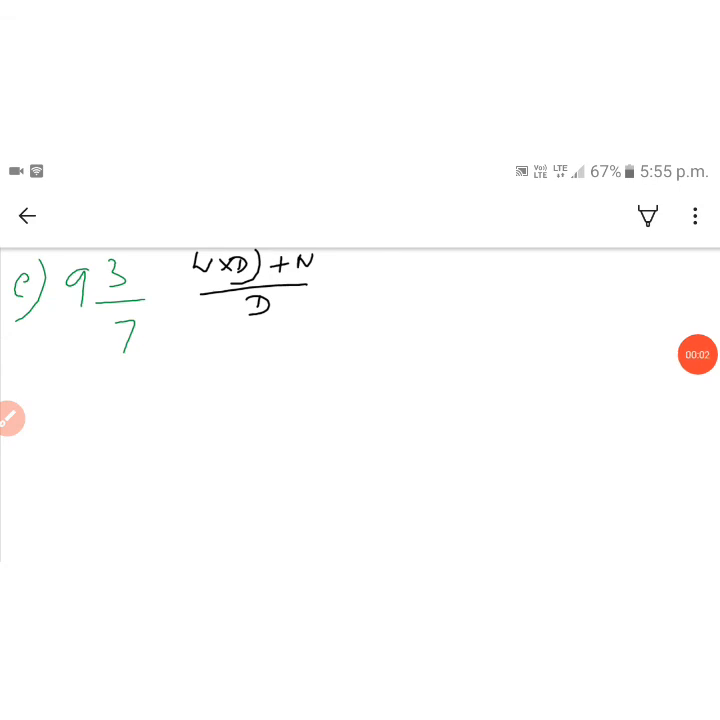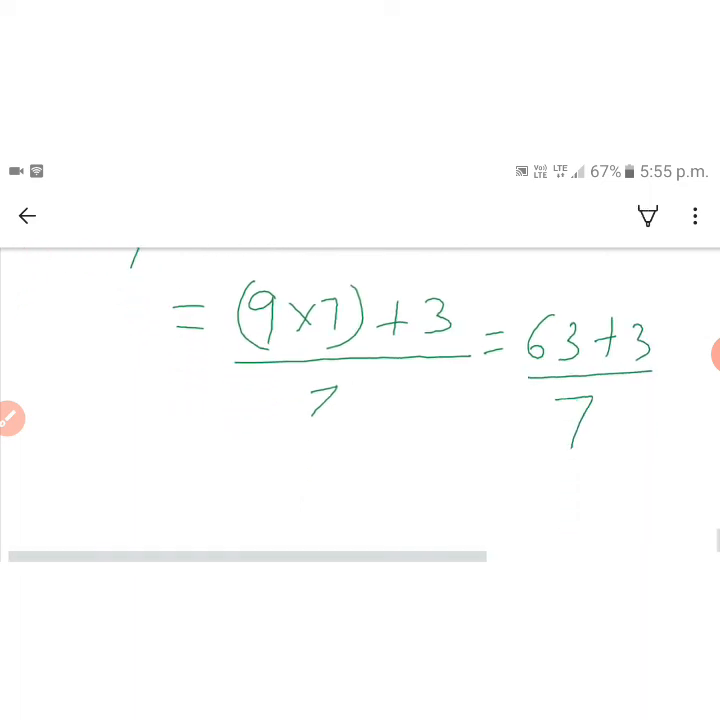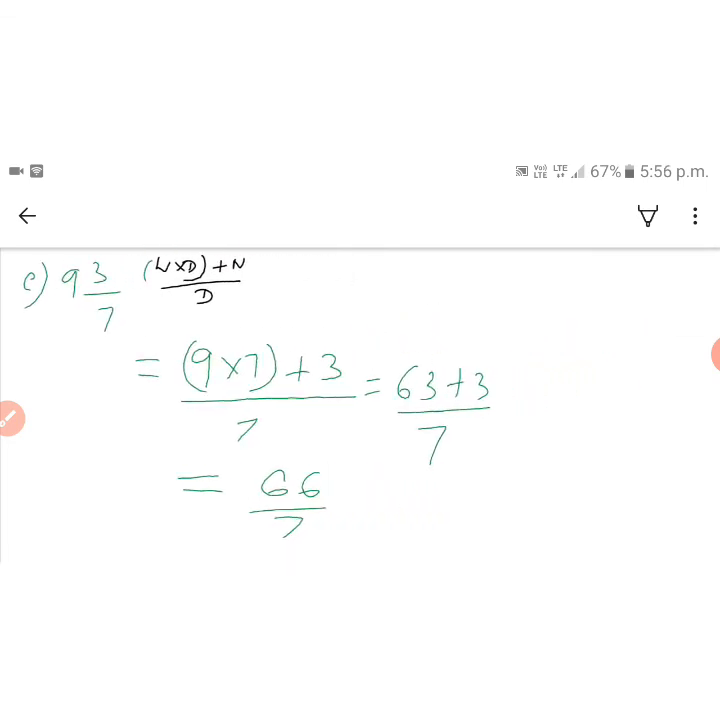E part: 9, 3 by 7. Whole into denominator. So 9 into 7 plus the numerator. The numerator is 3 and the denominator is 7. 9 into 7 is 63, plus 3 by 7. 63 plus 3 is equal to 66 by 7. Therefore, the answer is 66 by 7.